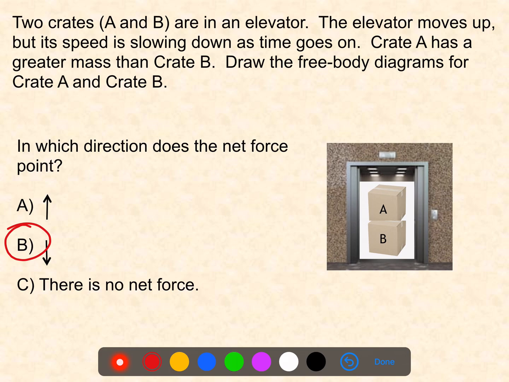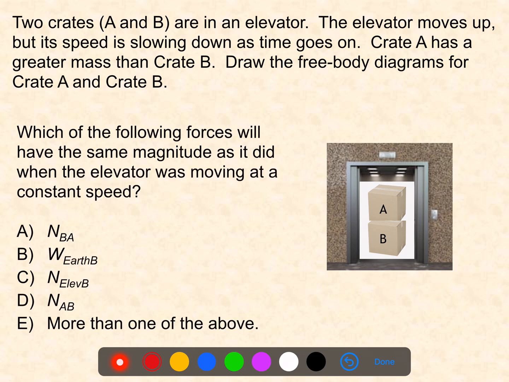How do I know that? Well, let's think about it. The elevator is moving up. This is the velocity vector. If it's slowing down, in order to shrink that velocity vector, my acceleration vector must be pointing in this direction. And since the net force is proportional to the acceleration and pointing in the same direction as the acceleration, then that also has to be the direction that the force vector points in.